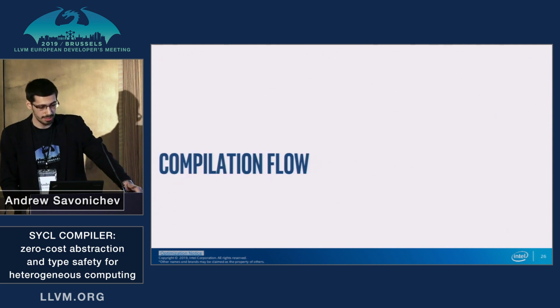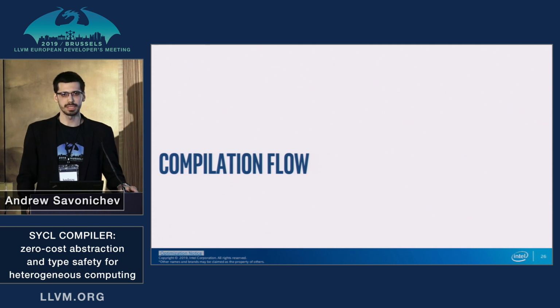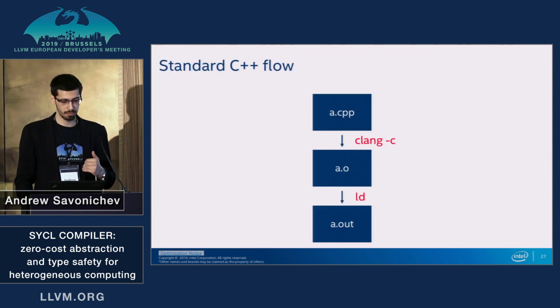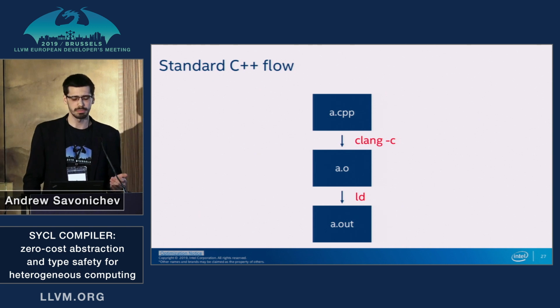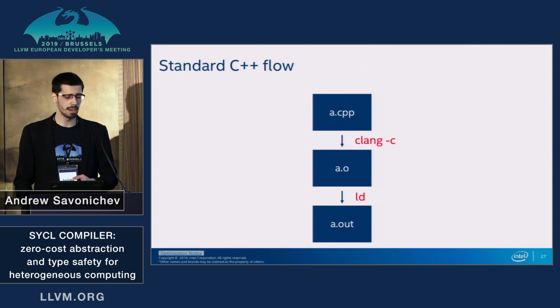Now, so this is the tour of the features of SYCL. Let's talk about how this gets compiled, how we implemented at least the compilation flow. So first, let's see what's the difference from the standard C++ flow. In standard C++, you have a CPP file that you compile with a compiler of choice. You get an object file from that, and you link it with a platform linker, with other object files and libraries and so on. So you get an executable file.